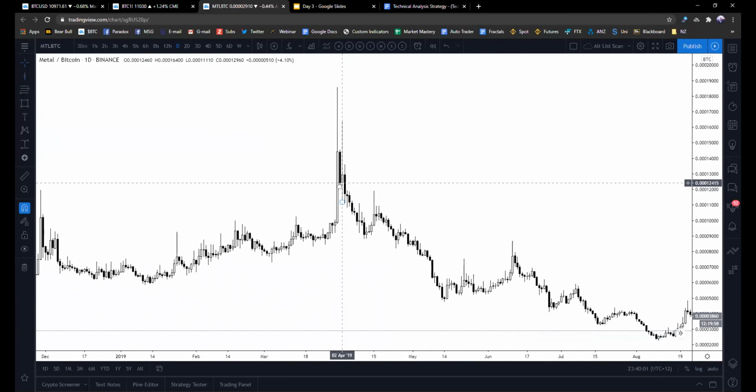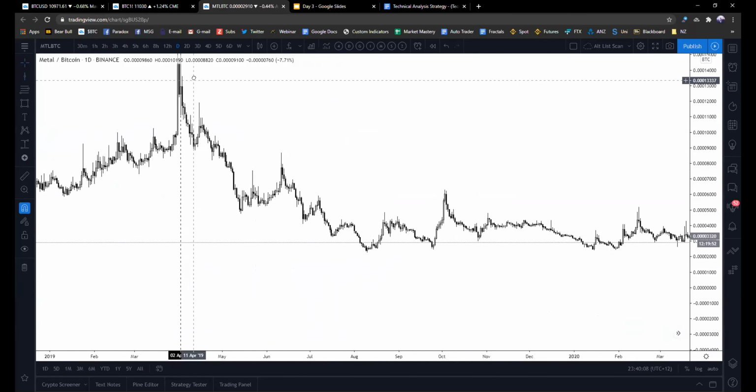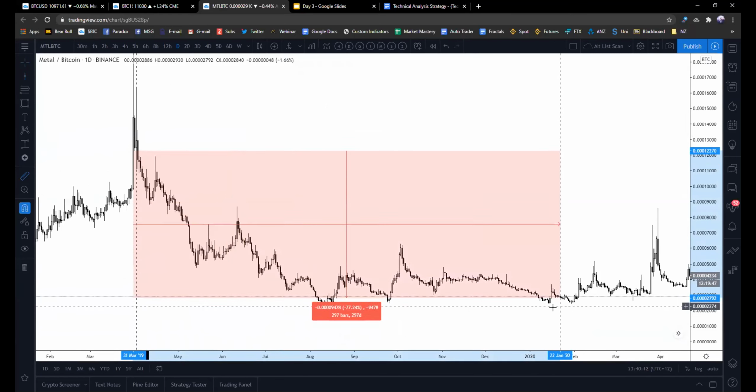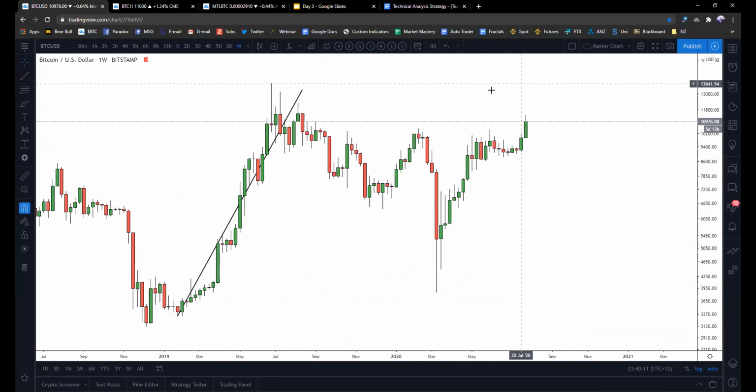So Metal, 2 days beforehand, pumped crazy. Did 100% pump and it was over. And then once Bitcoin got bullish, it bled out 80%. And I believe that will happen again if Bitcoin gets pushing up like this.